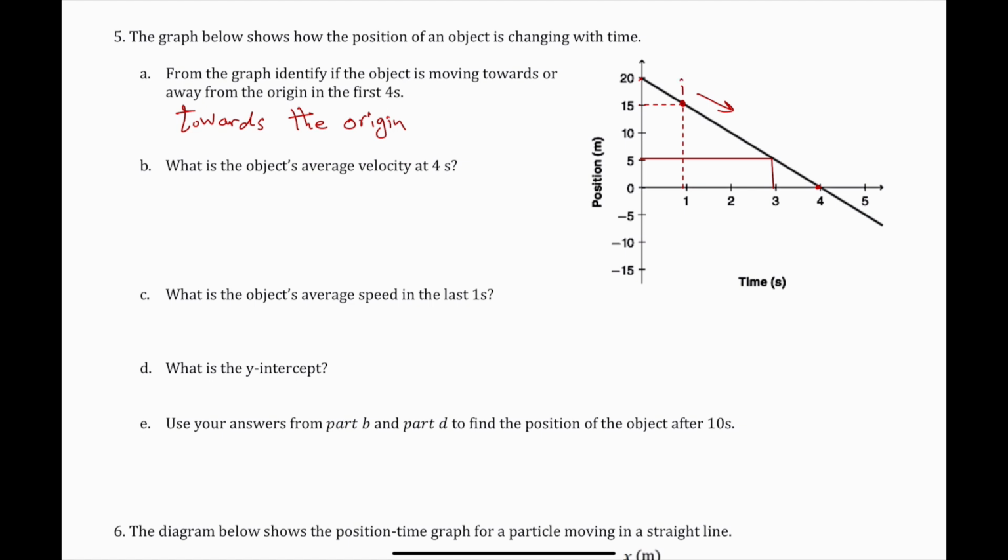This point is the initial point, and this one is the final. So quickly we write the formula: delta V equals delta X over delta T. Delta X means X final minus X initial. So X final here is 5 minus the initial 15, over the change in time, 3 minus 1, which is 2. Equals negative 10 over 2, which is negative 5 meters per second.